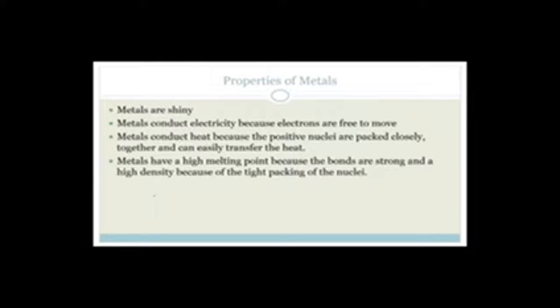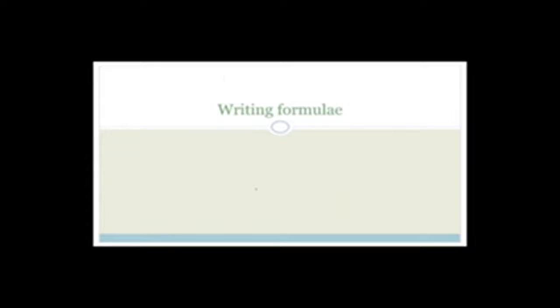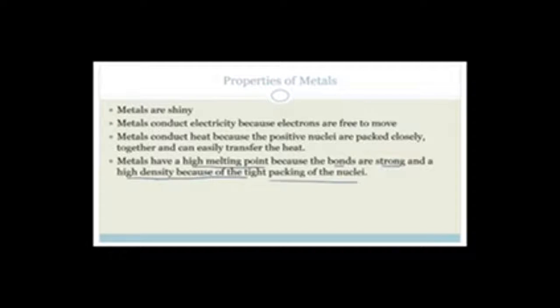Right. Moving on. Metals have a high melting point, because the bonds are strong, and a high density because of the tight packing of the nuclei. Okay, that makes sense. Just by the way, what does that mean? It means that it sinks in water, okay? So in other words, how do we make metal pieces float? Well, we actually fill it with air. Just in case you guys don't know this.